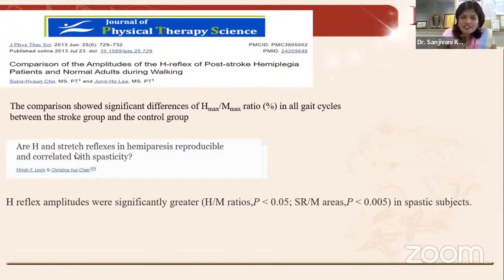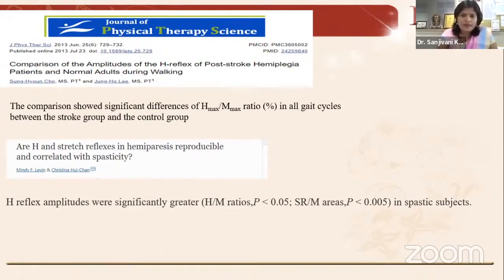Are H and stretch reflex in hemiparesis reproducible and correlated with spasticity? Here they found that the H reflex amplitude was significantly greater in spastic subjects. So from all these articles, we can say the H reflex is a reliable tool for assessing spasticity, basically because it gives you the alpha motor neuron firing level. And we all know that in spasticity, alpha motor neuron firing is increased. So definitely the H reflex will catch that. So we will come to know the spasticity on the basis of an objective scale, in the sense of amplitude, latency and HM ratio.